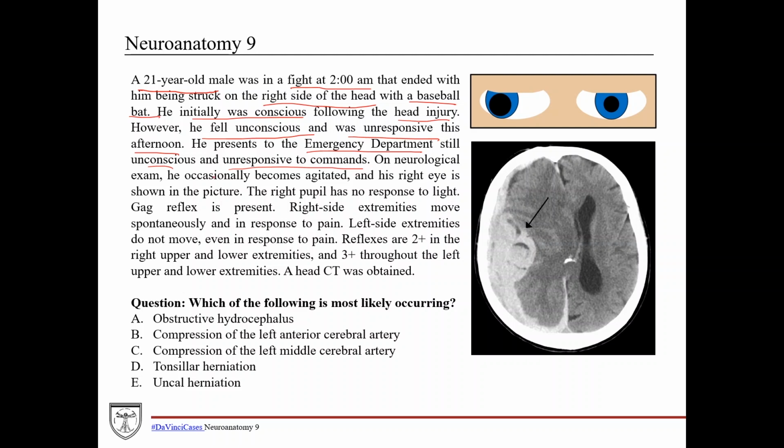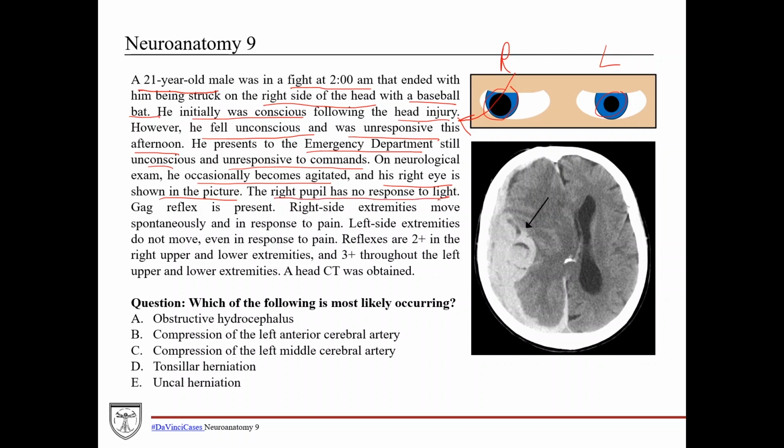On neurological exam, he occasionally becomes agitated, so even though he's unconscious and he's unresponsive, he can still be agitated and have motor movement. And then his right eye is shown in the picture here. So if we look at the picture, here's his right eye, here's his left eye. You can see he's looking ahead. The left eye is in the neutral position, and then the right eye is not in the neutral position. It's actually deviated down and out. And then if you look at the pupil here, it's much larger than the left pupil. And that's important here.